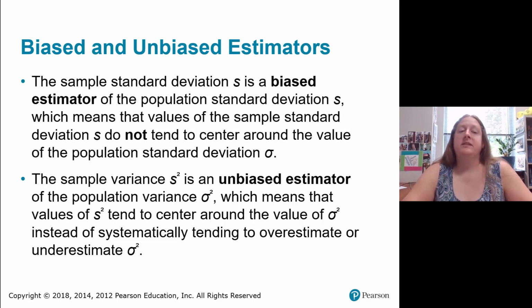So really quick, sample standard deviation, again, is a biased estimator of the population standard deviation, which means that the values of the sample standard deviation do not tend to center around the population standard deviation. However, the sample variance is an unbiased estimator of the population variance, which means that the values of the sample variance tend to center around the value of the population variance instead of systematically over or underestimating it.